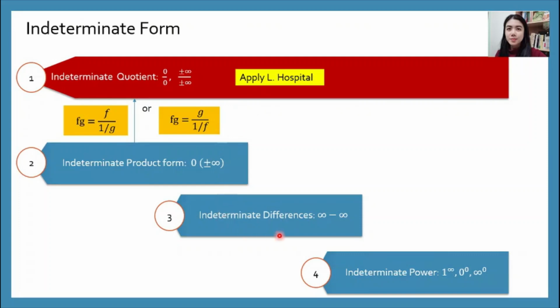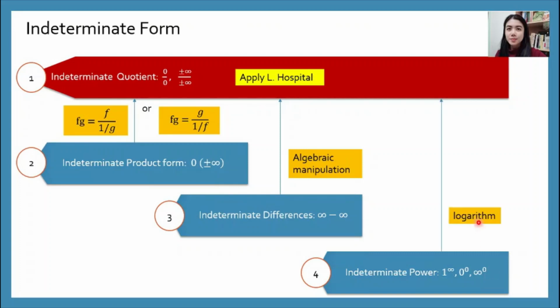The third one is the differences. You have infinity minus infinity. So the first step is you have to apply some algebraic manipulation such that you can get back quotient, so you can apply L'Hopital. The fourth one will be the power. So you will see 1 power of infinity, or 0 power of 0, or infinity power of 0. So the first step is you have to apply logarithm to them and then manipulate them until you're able to get the quotient form, and then you apply the L'Hopital and you solve them.